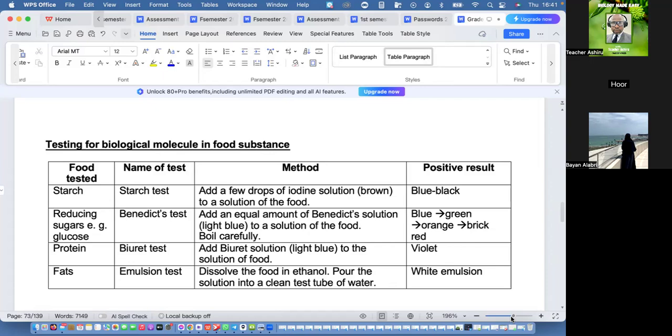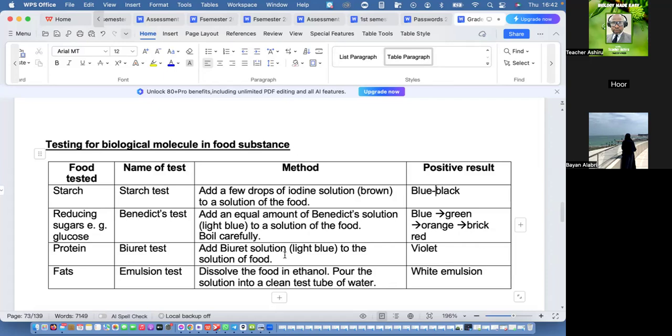Okay. The next is a test for protein. The name of the test is Biuret test. Biuret test. You can see the spelling on my screen. This is it here. This is Biuret test. How do you do it?